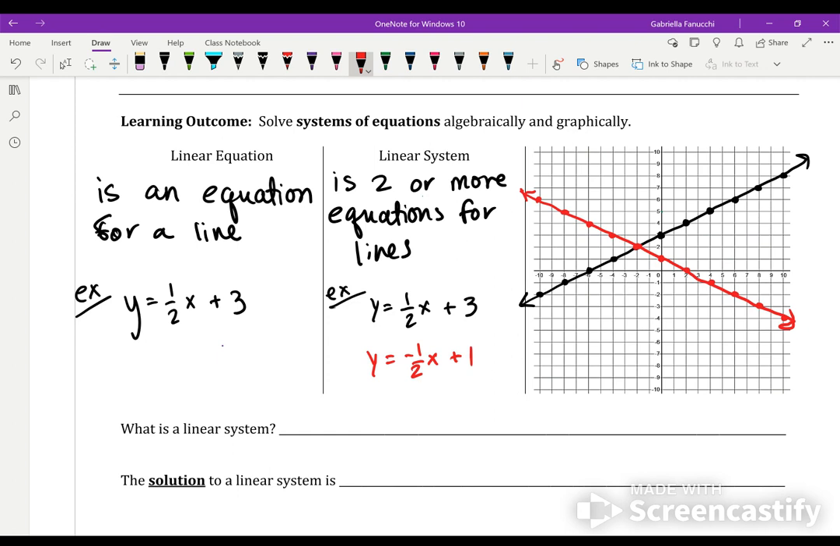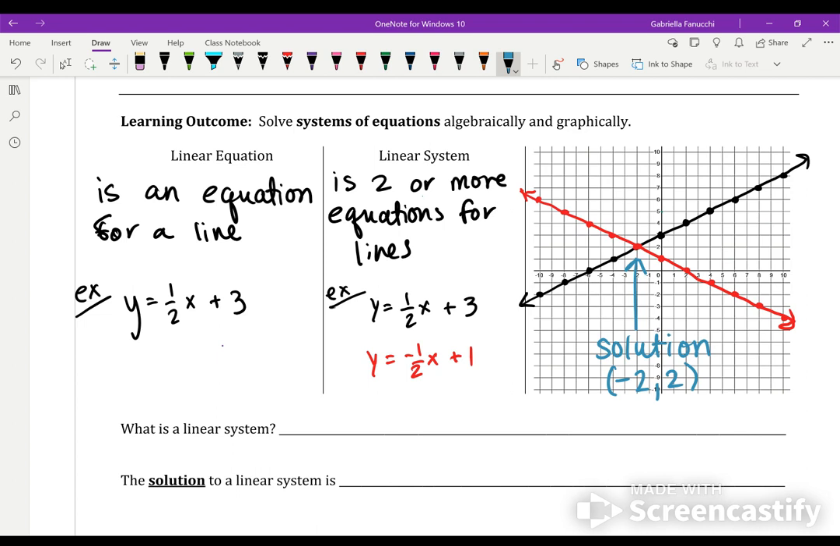So now we're seeing graphically that we have two lines. They're intersecting at one point, okay? And that one point where they intersect, that is our solution, okay? And in this case, it is going to be negative 2, 2, okay? That is the solution right there. That is what we're looking for.